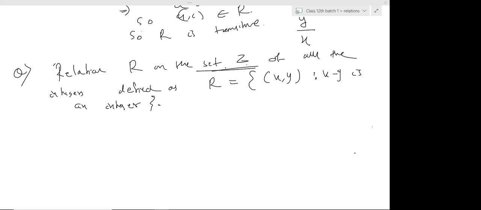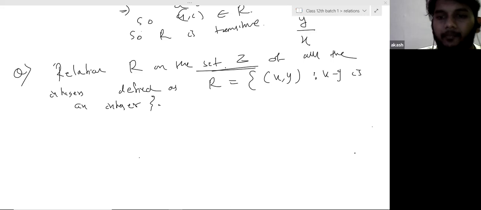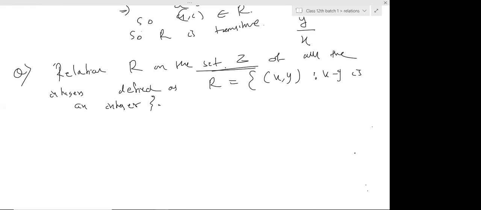Sir, I don't know how to solve this. Can you solve, please? Sir, R is reflexive, symmetric, and transitive, right? Absolutely right. Let's see how we can solve this. Kulsum, Ronaldo, have you solved this? Sir, I have solved for reflexive and symmetric, but I'm confused with transitive. All right, let's see.